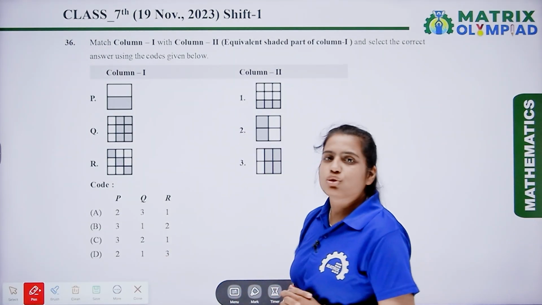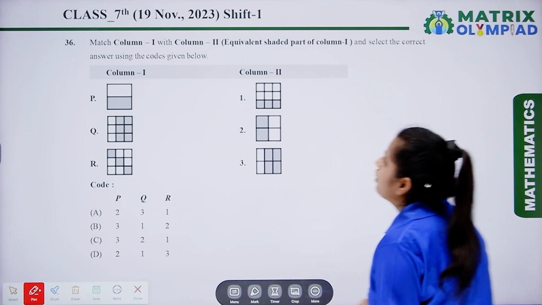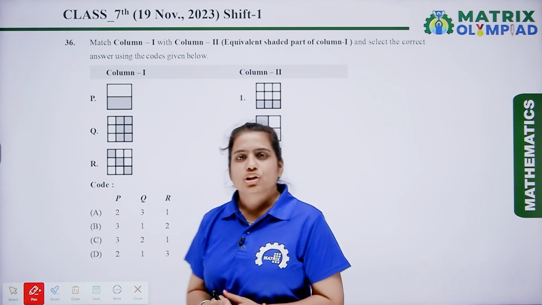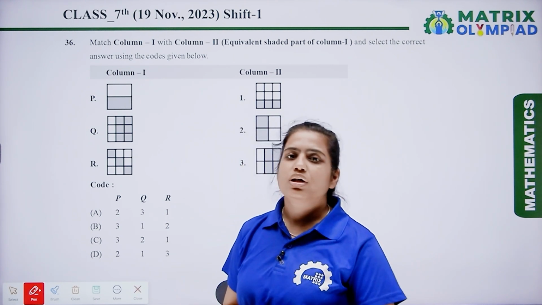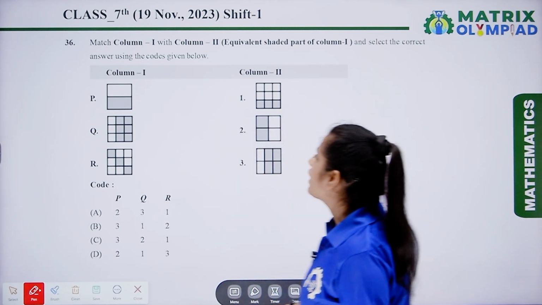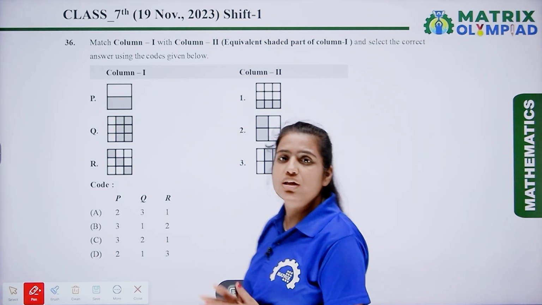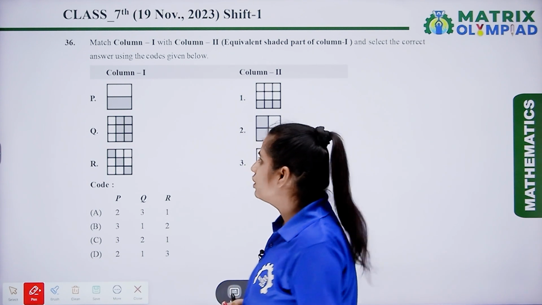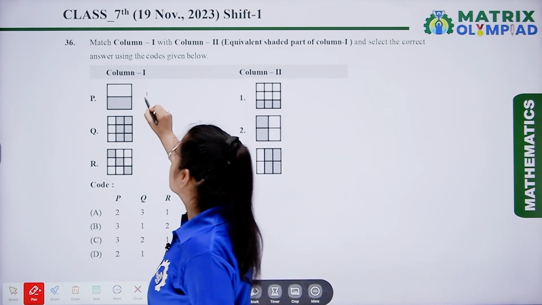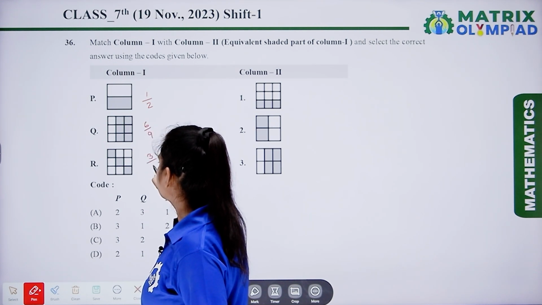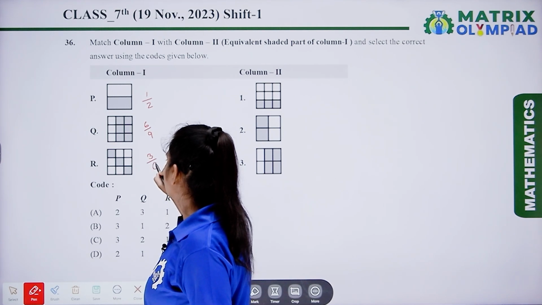Now, the next question is question number 36. Here, in column 1 and column 2, we have a shaded portion. So, first of all, we have to write down in the fraction form, and after that, we have to match the equivalent shaded part in column 1 and column 2. So, here, first one is 1 upon 2, second one is 6 upon 9, and the last is 3 upon 9.